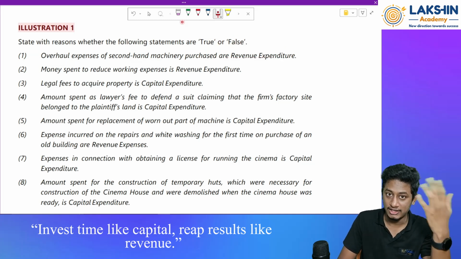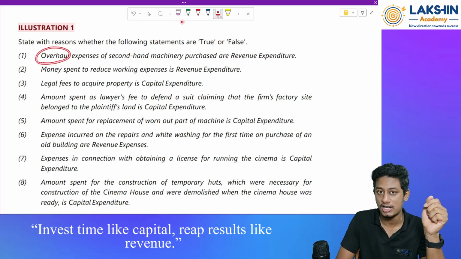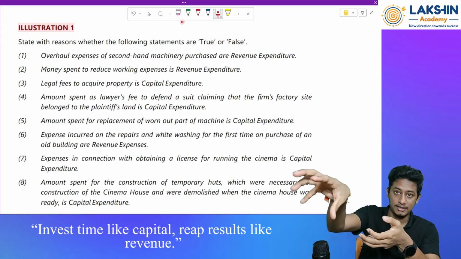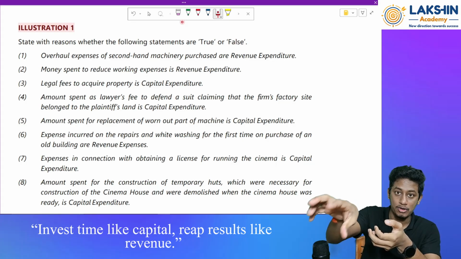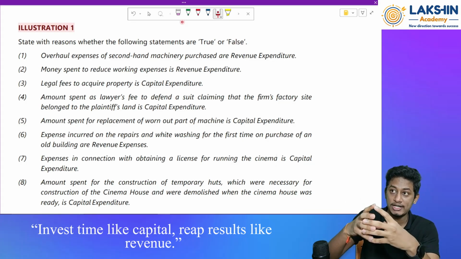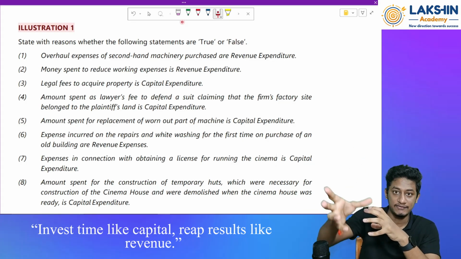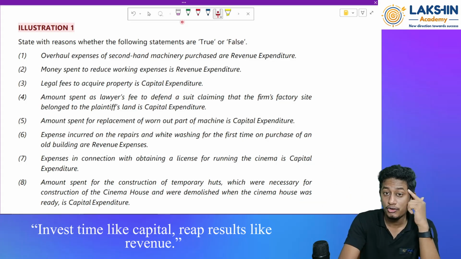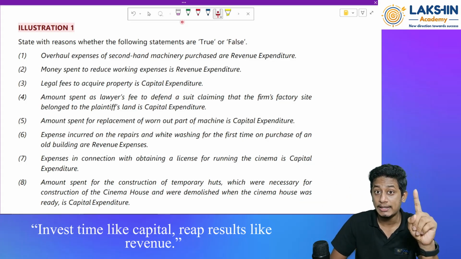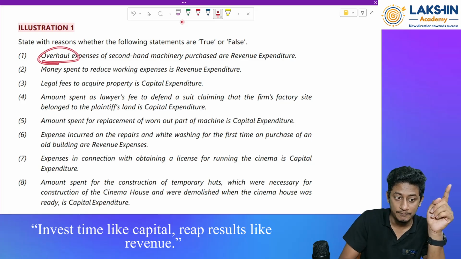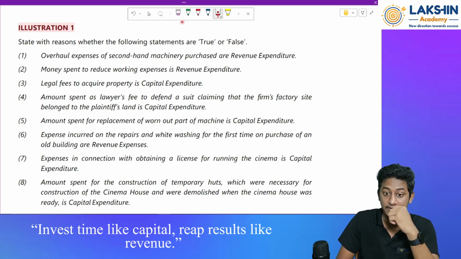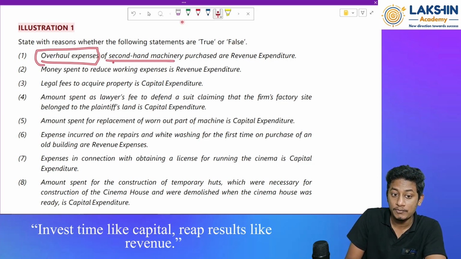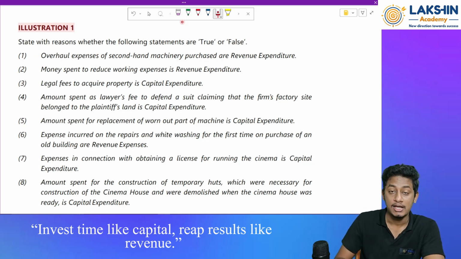So first of all, let us understand what we mean by overhaul expenses. See, overhauling means you are incurring a major amount on a fixed asset to improve its lifetime. So whenever I say a major expense to improve its lifetime, what comes to mind? Capital expenditure. So that means whatever overhauling expense you incur will be a capital expenditure. But as per the question, this expense has been incurred on what? On a second hand machinery.